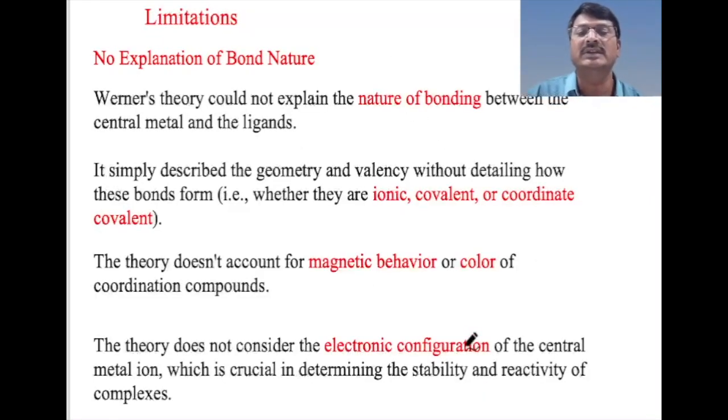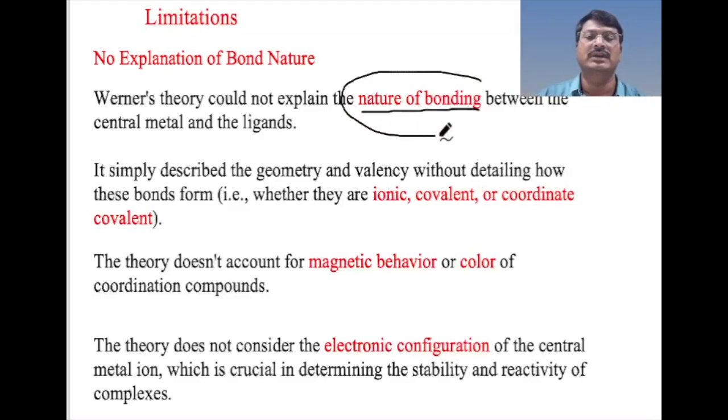Next, let us come to the limitations of Werner's theory. So this theory has many limitations. Generally, it does not explain the nature of the bonding. The nature of the bonding is nothing but how the central metal ion is bonding with the ligands, or how the central metal ion is bonding with the outer sphere ions. So it is not explaining the nature of the bonding, and also it is not explaining the geometry of the compound. So the structure of the compound, how it is forming octahedral, tetrahedral, square planar, how the structure is obtained. It does not say whether it is an ionic bond, a covalent bond, or a coordinate covalent bond.